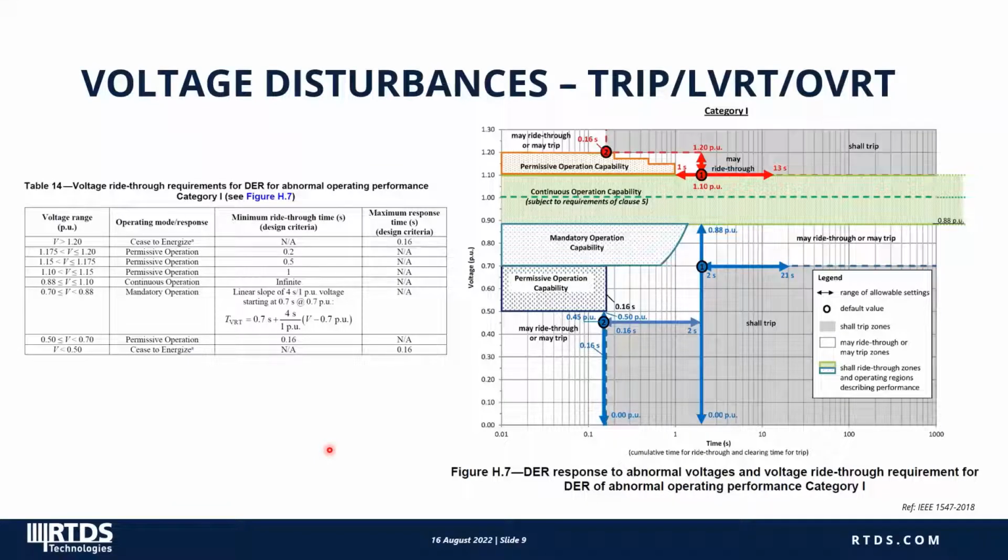Now, here shows the DR response to abnormal voltages and its ride-through requirement for one of the DR categories specified in the standard. It shows that the DR shall cease to energize or be tripped when the voltage is greater than 1.2 per unit or less than 0.5 per unit, with the maximum response time of 0.16 seconds. For other levels in between, ride-through shall be permitted with the minimum ride-through time specified in the third column here.